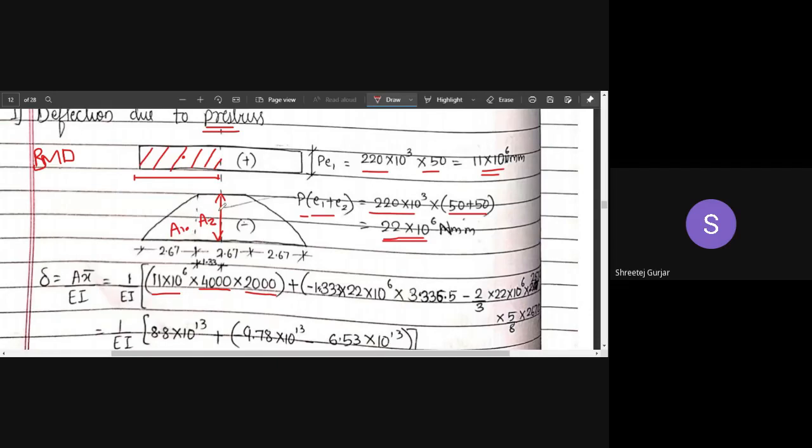Now moving on to this area. Base is how much? 2.67 by 3, that is 1.33. This into height. Height is 22 into 10 power 6.